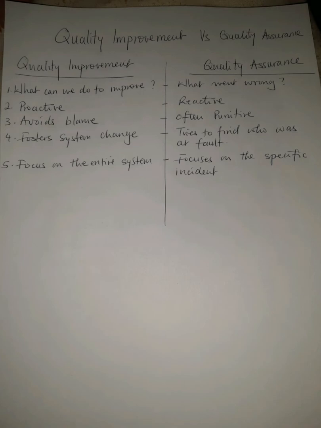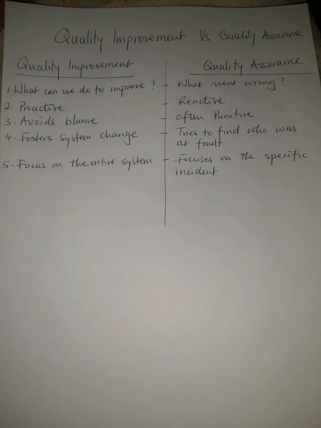What does it mean? It means that if a nurse is to make a mistake in the department, if you are using quality improvement, we avoid blaming the nurse. We try to look at what are the factors that might have contributed. Whereas in quality assurance, you have to punish the nurse. Number 4, quality improvement fosters system change. Whereas quality assurance tries to find who was at fault.